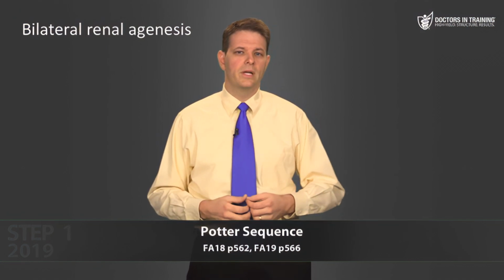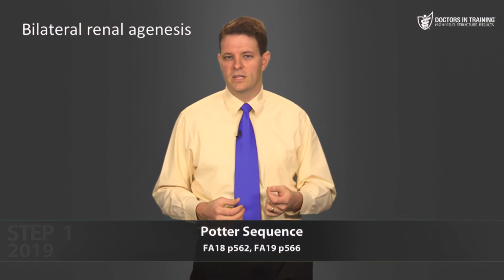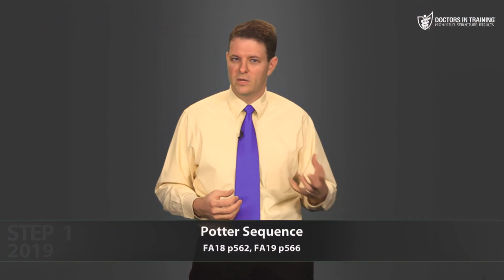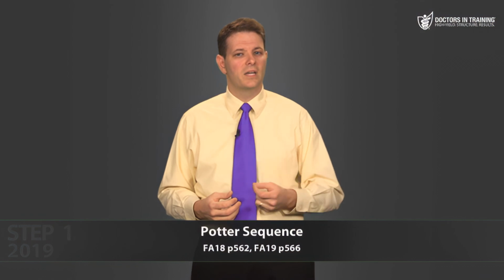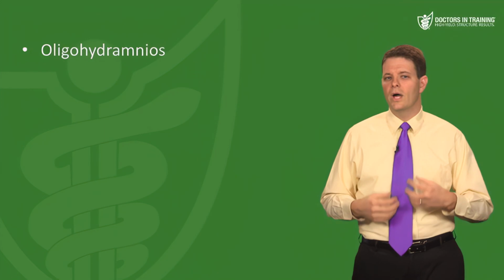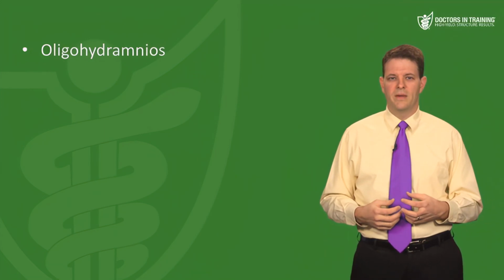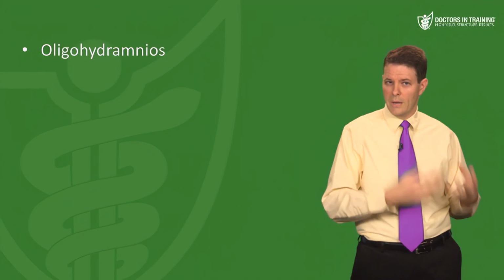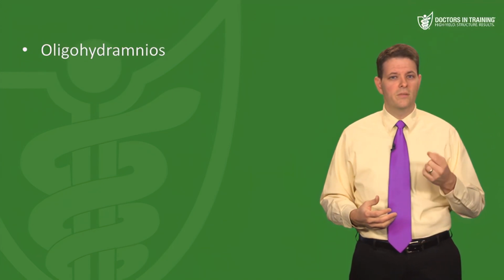Now, bilateral renal agenesis results in something called Potter sequence, or Potter syndrome. But it's really a sequence of events. It's called Potter sequence. And Potter sequence is definitely high yield, 3 or 4 stars. Without kidneys, the baby's going to have oligohydramnios. Amniotic fluid is basically fetal urine. So if there are no kidneys, there's going to be no urine, and therefore no amniotic fluid. But amniotic fluid is important.